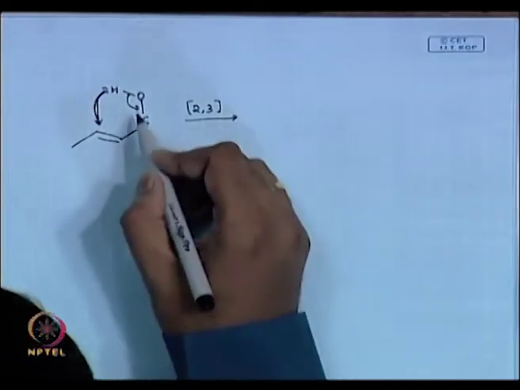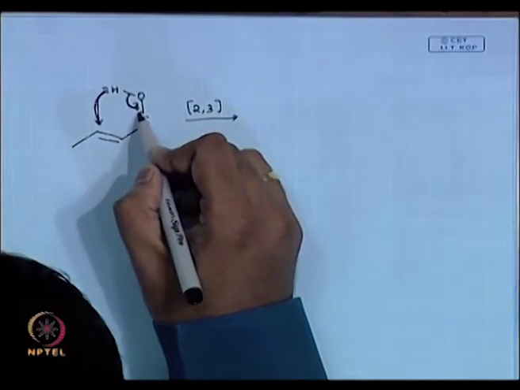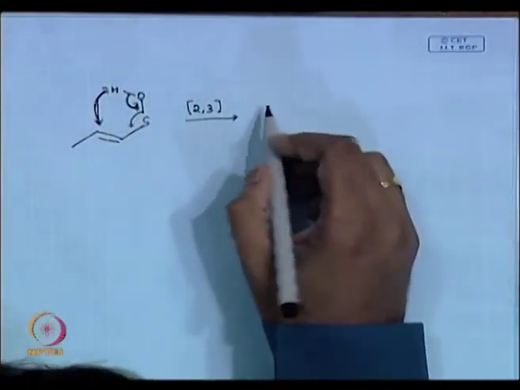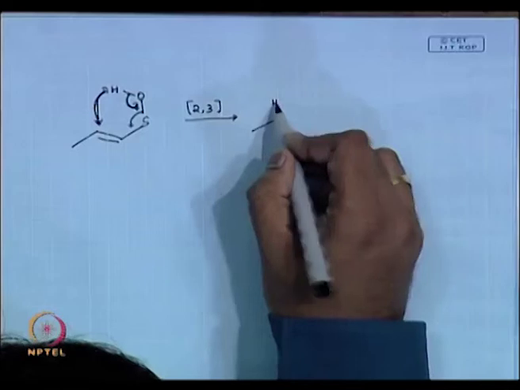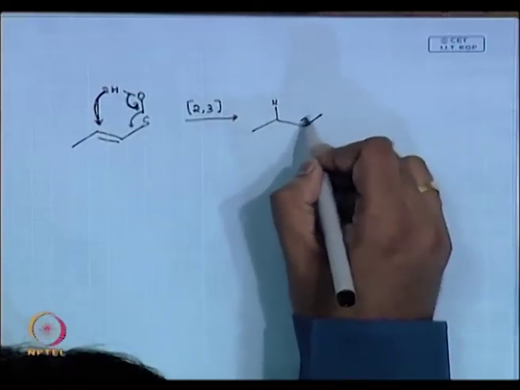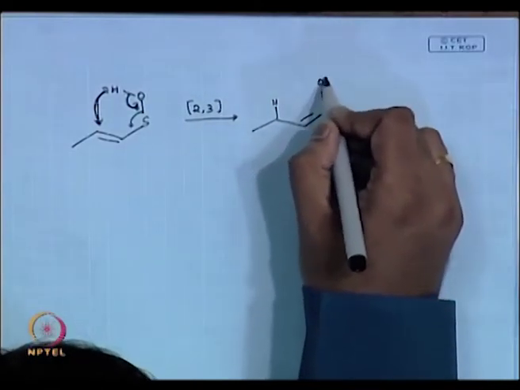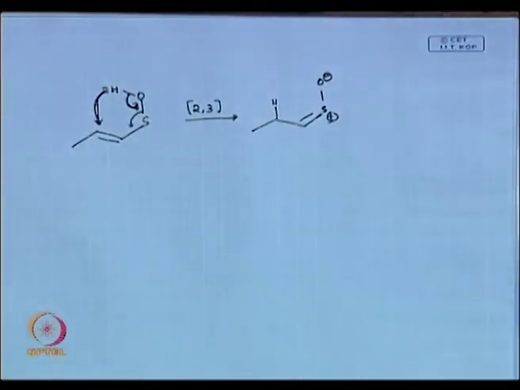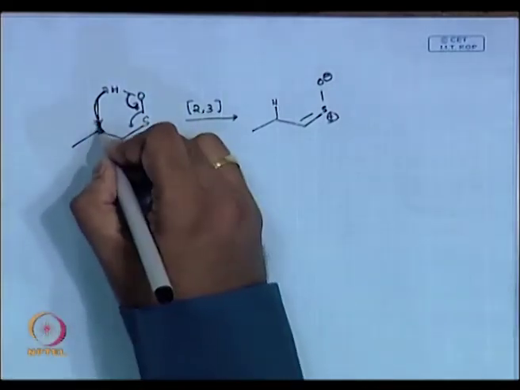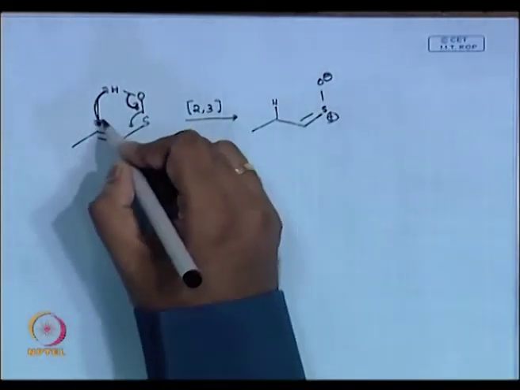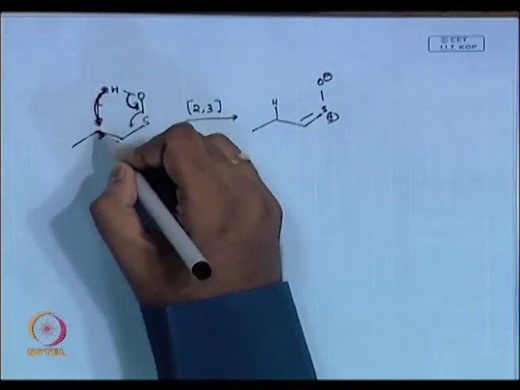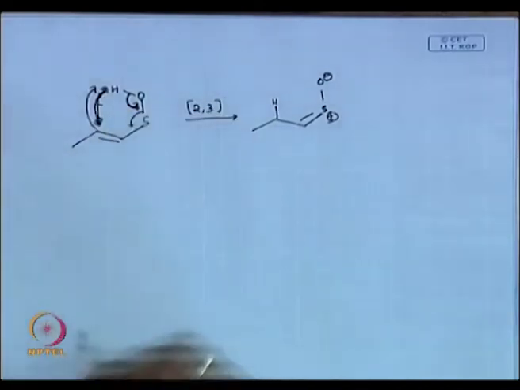Okay. So, it should be my hydrogen, yes, O minus and my plus, it should be like this, fine. So, this arrow is this way. So, you have your 1,3 then.